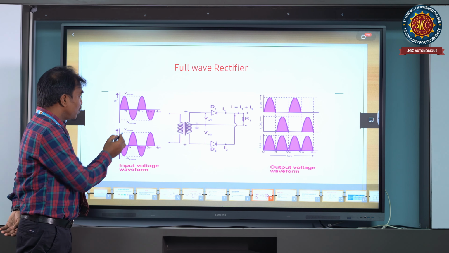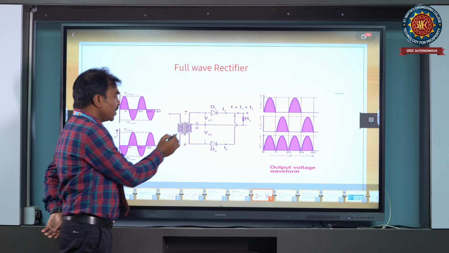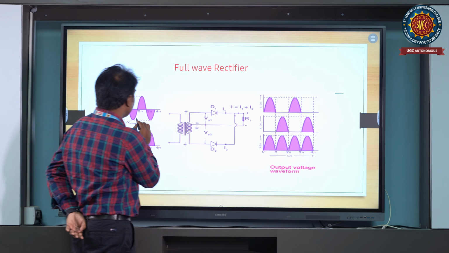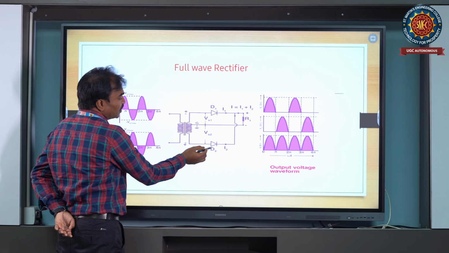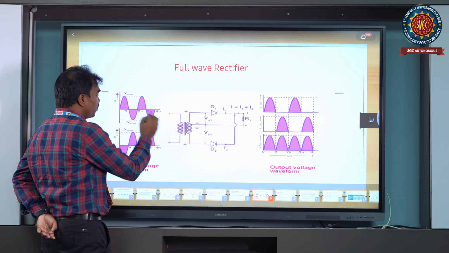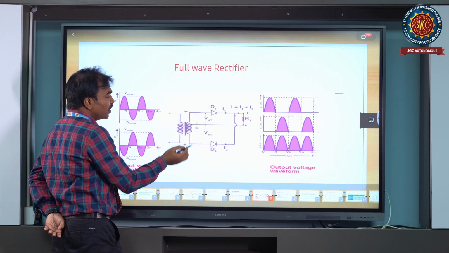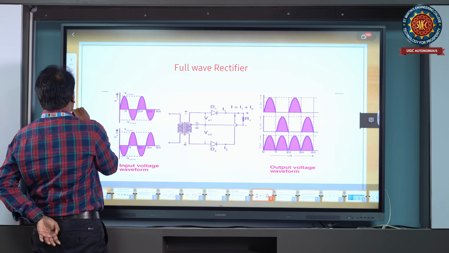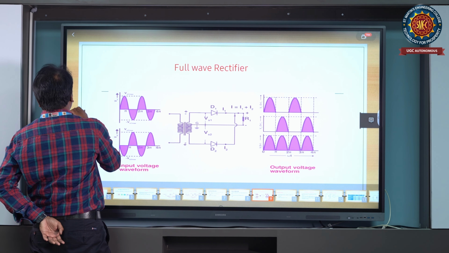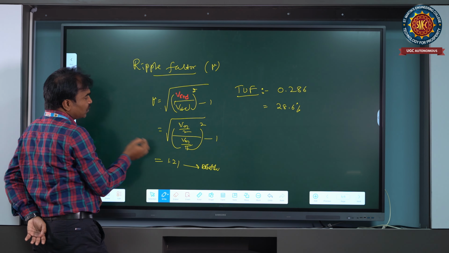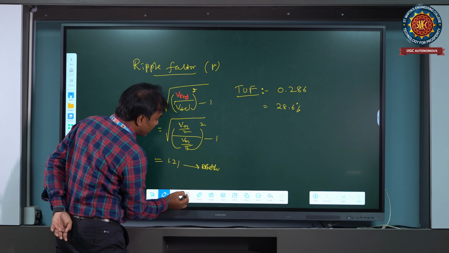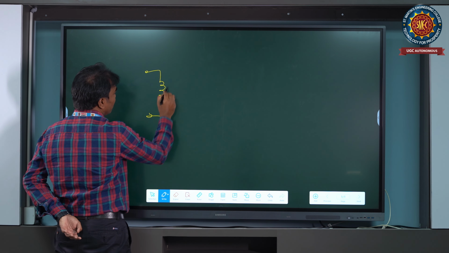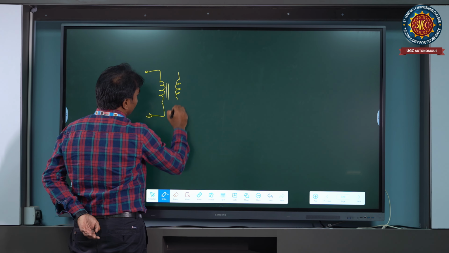Now coming to the negative cycle, when this end is positive and the other end is negative, the negative going pulse turns on the other diode. So in the positive going pulse D1 will be on, and in the negative going pulse D2 will be on. When D2 is on, positive is on and negative is off. So what is the operation of the center tap transformer?